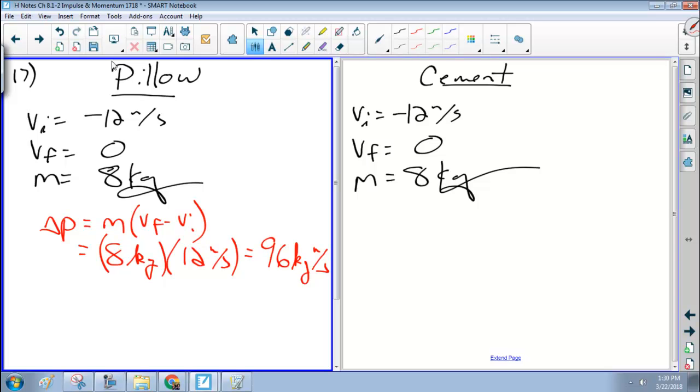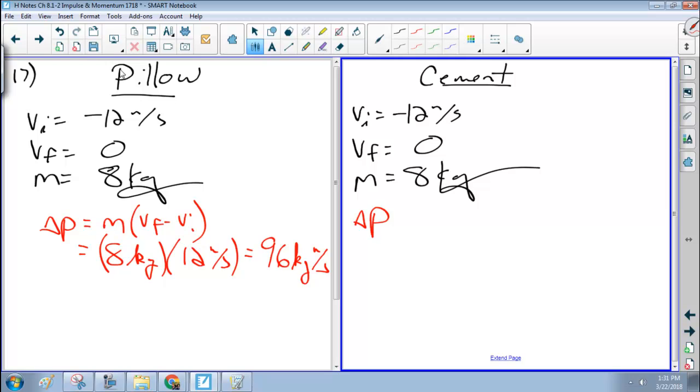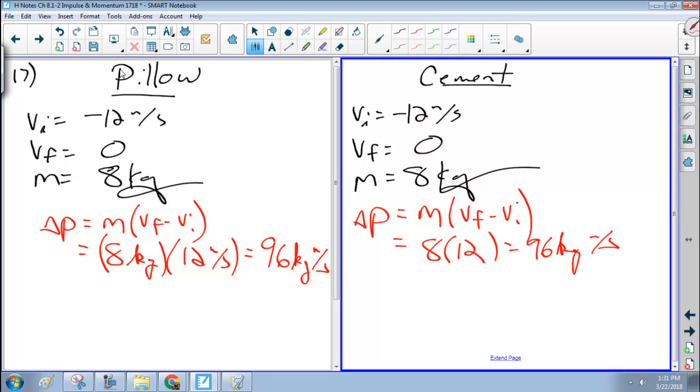What about the one on the cement? How's it going to be different? Or is it going to be different? It's not going to be different, because it's going from the same velocity to the same ending velocity. So it's losing the same amount of momentum. So in English, both times, whether it lands on the pillow or on the cement, you're going to have the same impulse. You're going to have the same change in momentum. Does that all make sense?